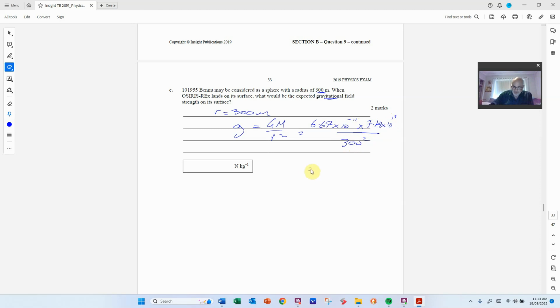So the gravitational field will be 5.29 times 10 to the negative 5 newtons per kilo, which seems very small, but given that it's only an asteroid with a radius of 300, we would expect it to be small, 5.29 times 10 to the neg 5. That's question 9.